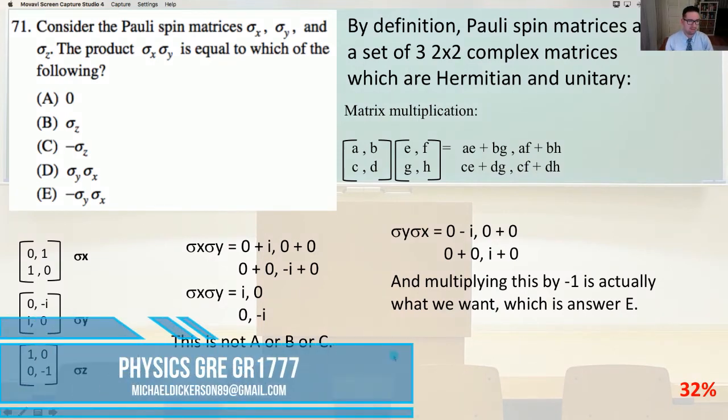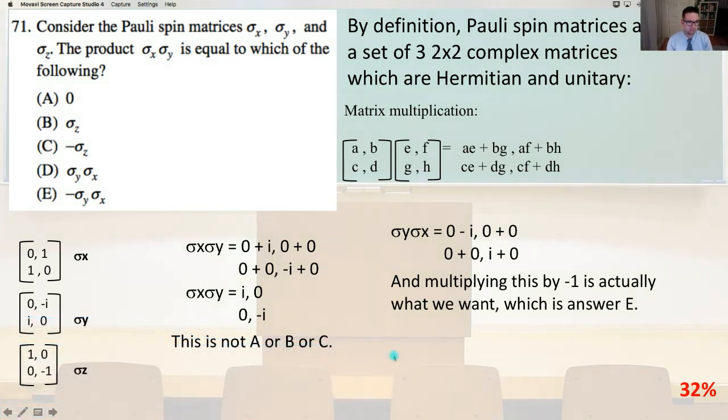We are on problem number 71 in Physics GRE GR1777. Consider the Pauli spin matrices sigma x, sigma y, and sigma z. The product sigma x, sigma y is equal to which of the following? By definition, Pauli spin matrices are a set of three 2x2 complex matrices which are Hermitian and unitary.